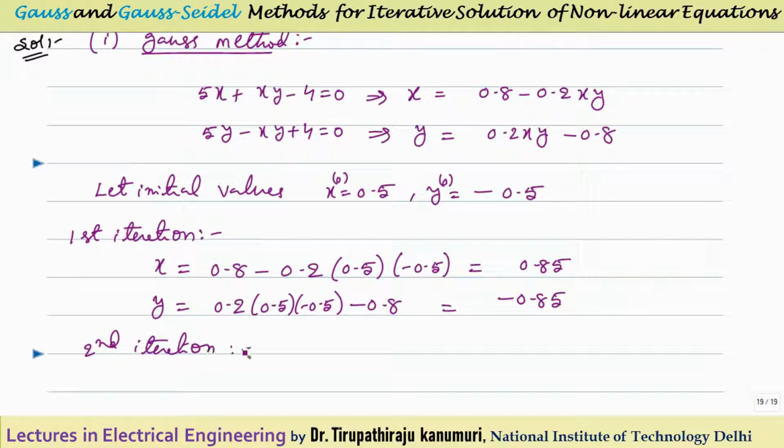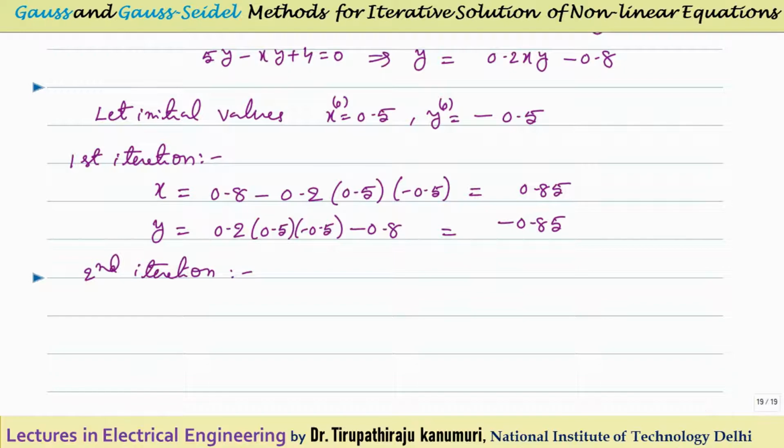So before going to the second iteration, we will see the difference between the initial estimated value and this value. A huge difference is there, because I want to get the accuracy up to the third digit. So that's why I have to continue. For the second iteration, again I am calculating the value of x. Let us take this as x1, y1, in order to avoid confusion.